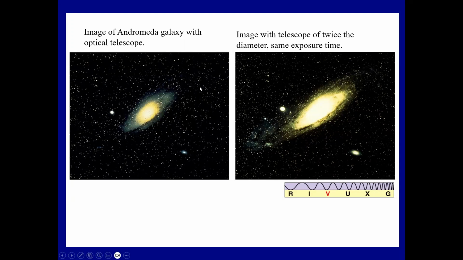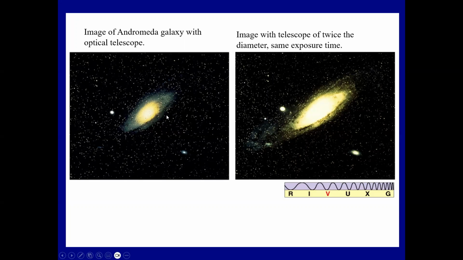This is an image of the Andromeda galaxy. I think you have heard of the Andromeda galaxy. The first one is an image taken from a 12-inch optical telescope, and you can see some details. Some parts of the core are very visible, but the peripherals are not that prominent.